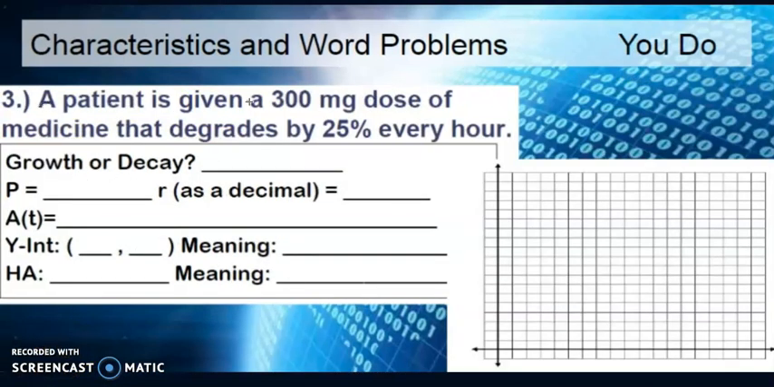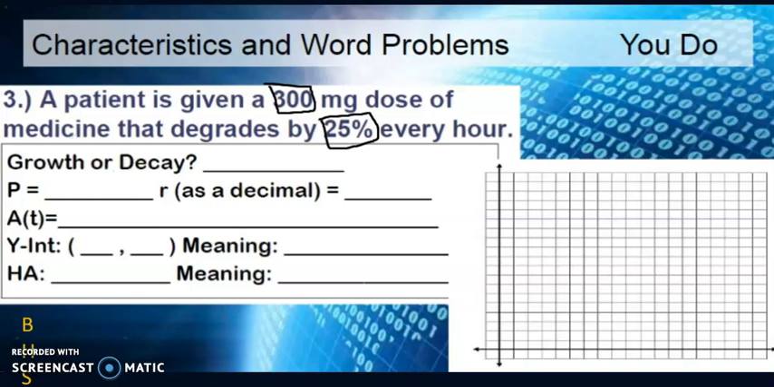A patient is given a 300 milligram dose of medicine that degrades by 25% every hour. Let's go ahead and box the numbers. We have 300 and 25%. And let's now highlight the important words. So we're talking about milligrams. And it degrades. That means it decreases. And it's every hour. So it degrades. That means it's decay, not growth.